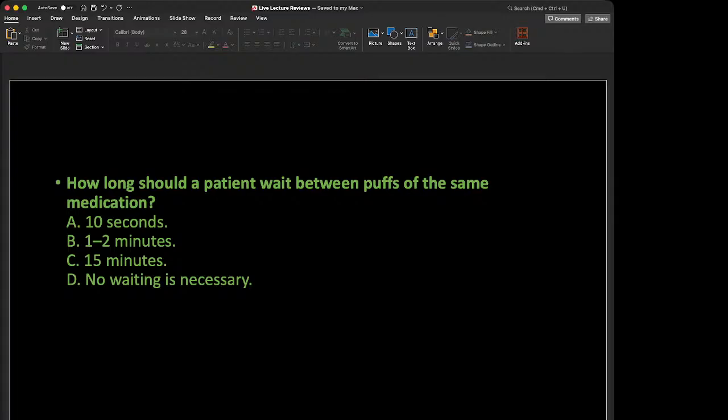How long should a patient wait between puffs of the same medication? Typically you want to wait at least 30 seconds. But that time period is not listed in your answer choices, so the next best answer would be B, 1 to 2 minutes.